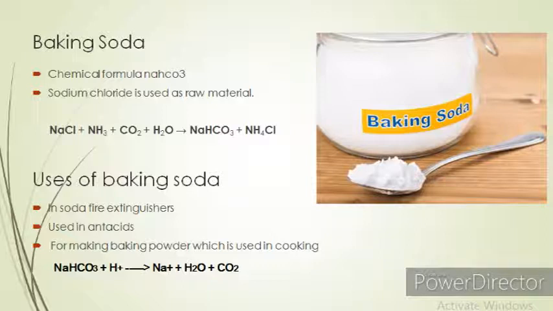Now, baking soda is a commonly used name in the kitchens. It is used for making baking powder, which is used in cooking. The carbon dioxide, which is released by the baking soda, makes the bread or the cakes rise and hence makes them soft and spongy. It is also used in antacids. Antacids are used to curb the effects of acids in our stomach, or to treat acidity in the stomach. It is also used in soda fire extinguishers.